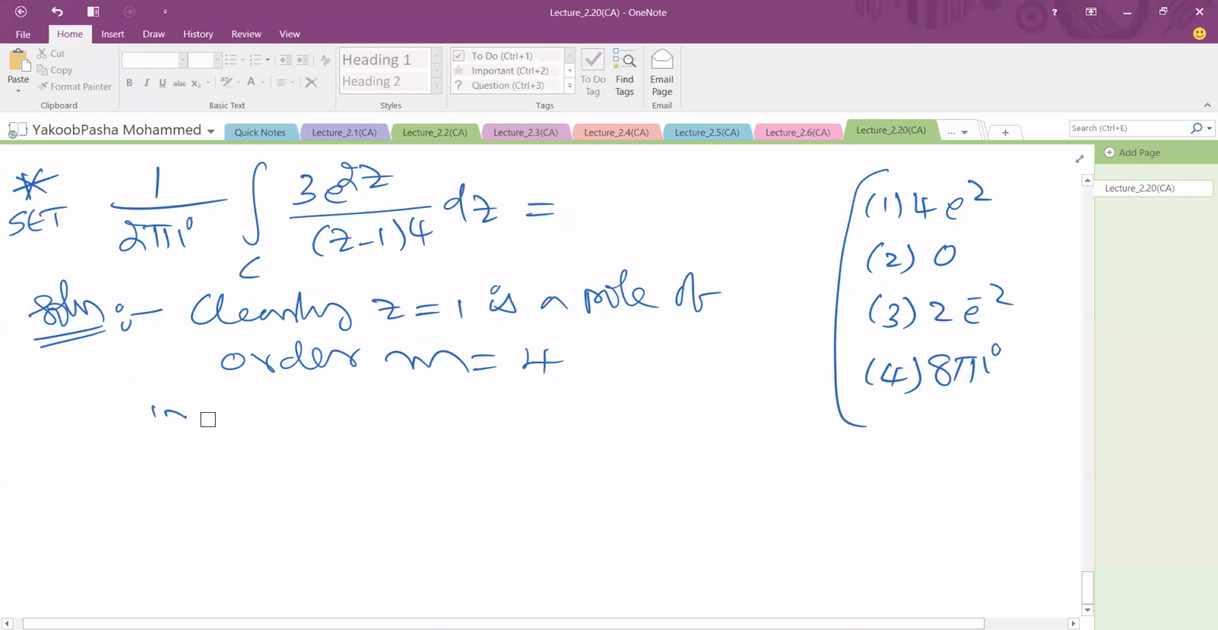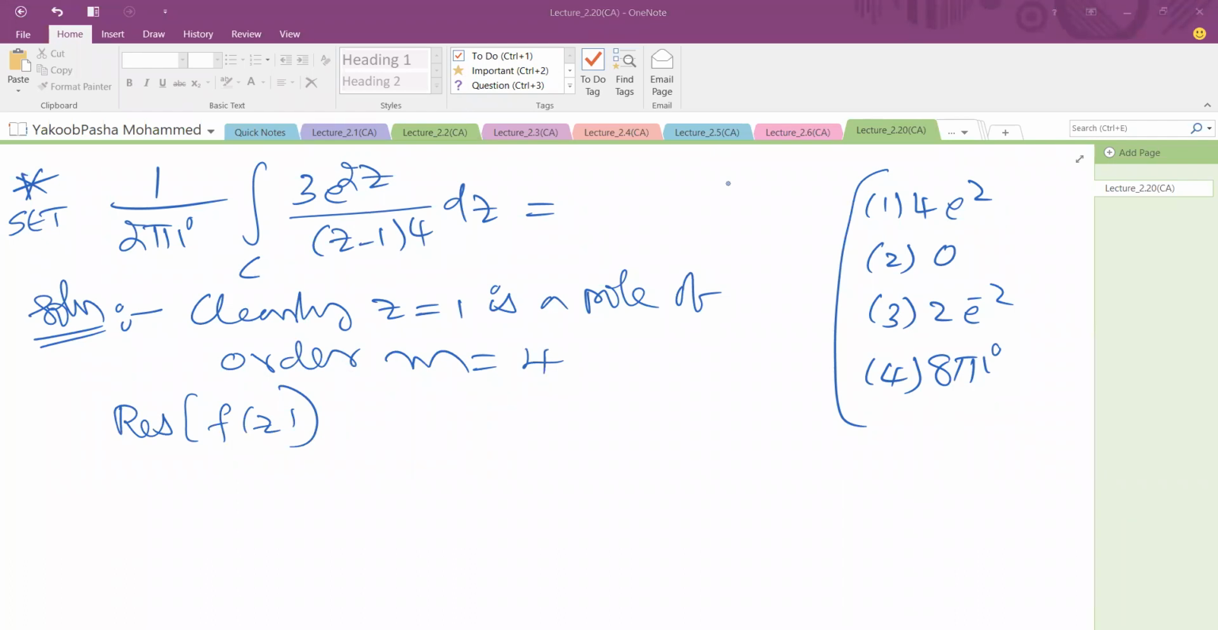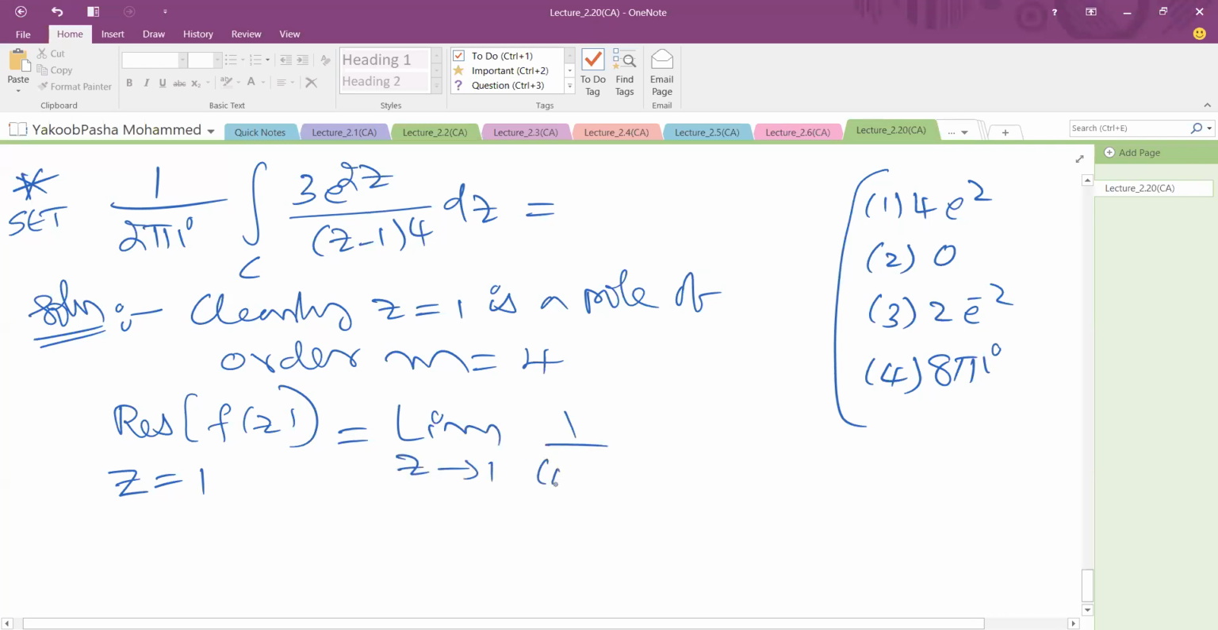It means the residue of the function f of z. F of z means here 3 e power 2z by z minus 1 whole to the power of 4. Okay. So at z is equal to 1, that is equal to limit z tends to 1 of 1 by 4 minus 1 factorial into d cube by dz cube.